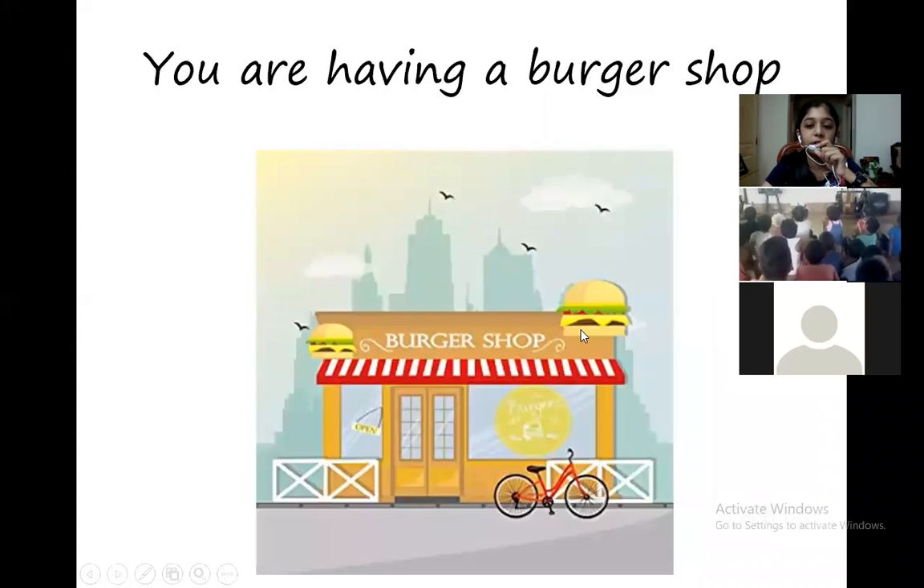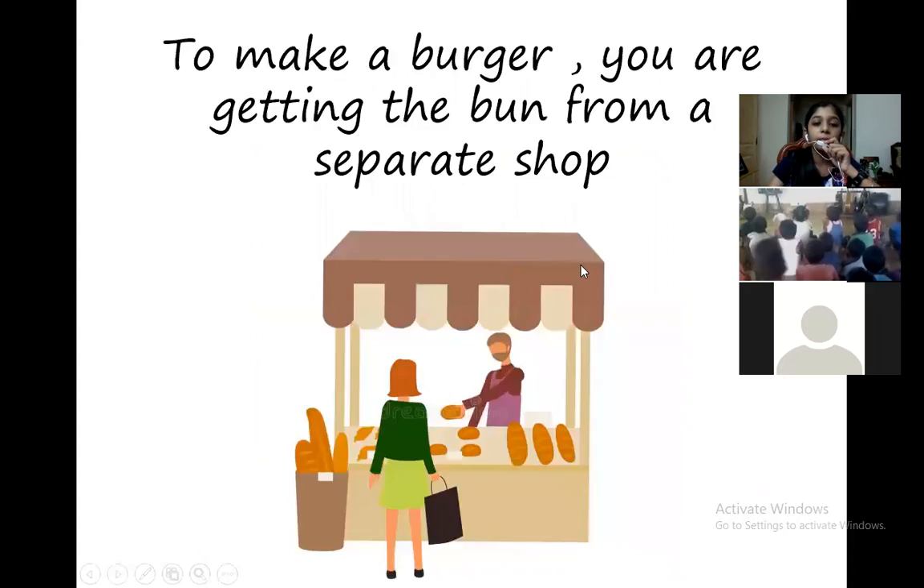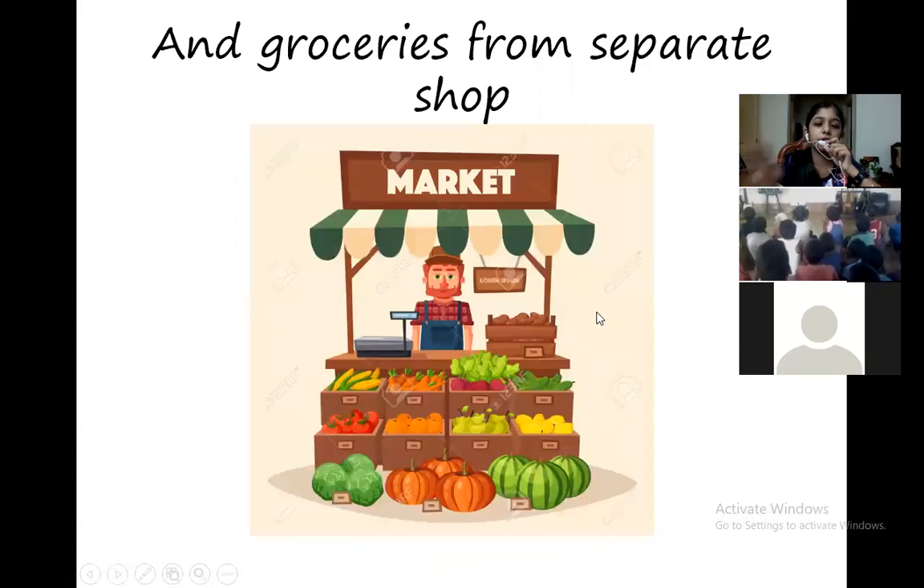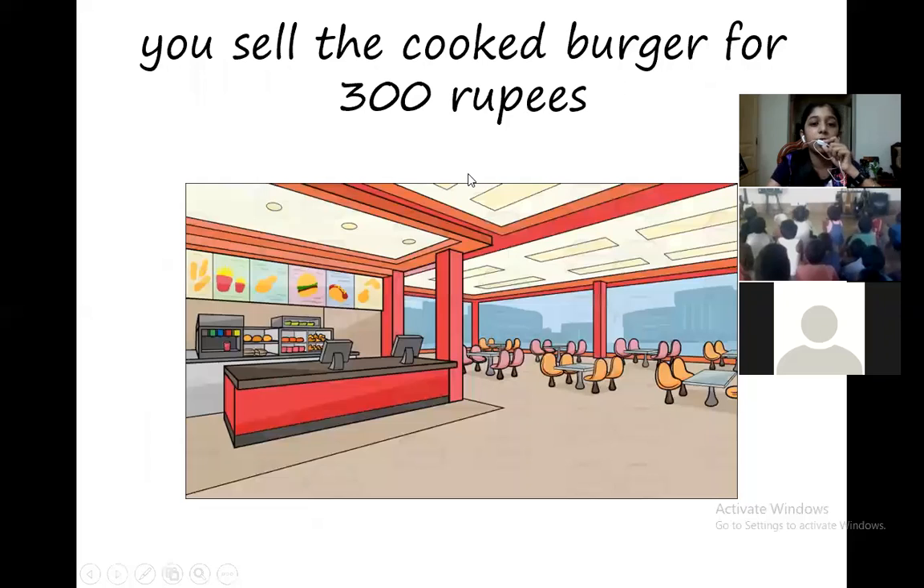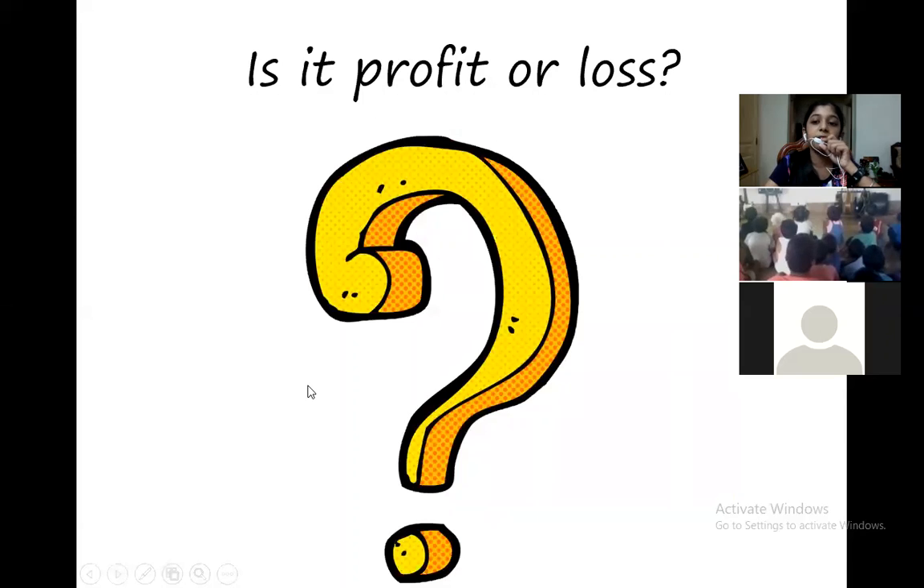So the next, imagine you're having a burger shop. Okay. You just now started a burger shop, and to make a burger, you will be needing buns, groceries, vegetables, like that you will be needing, right? So you buy the bun from a separate shop. Okay. And you buy all the groceries in a separate shop. So together, all the bun and all the vegetables, it costs 250 rupees. Okay. So 250 rupees is cost price. And after finishing the burger, you're selling the burger for 300, which is the selling price. So is it a profit or a loss? Cost price is 250, selling price is 300.